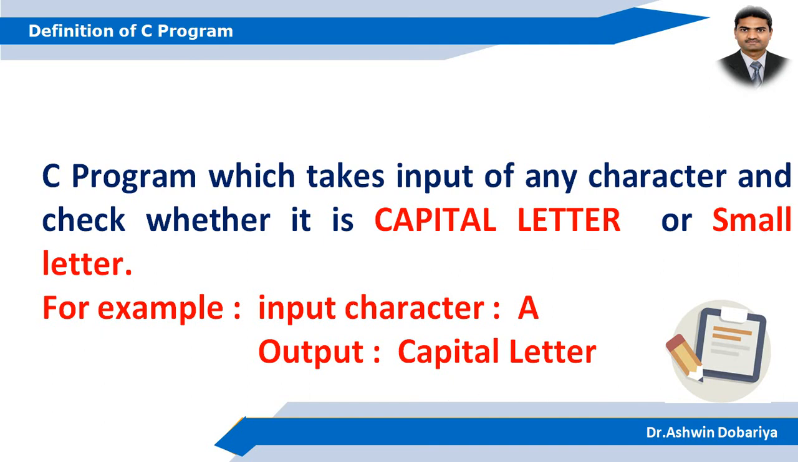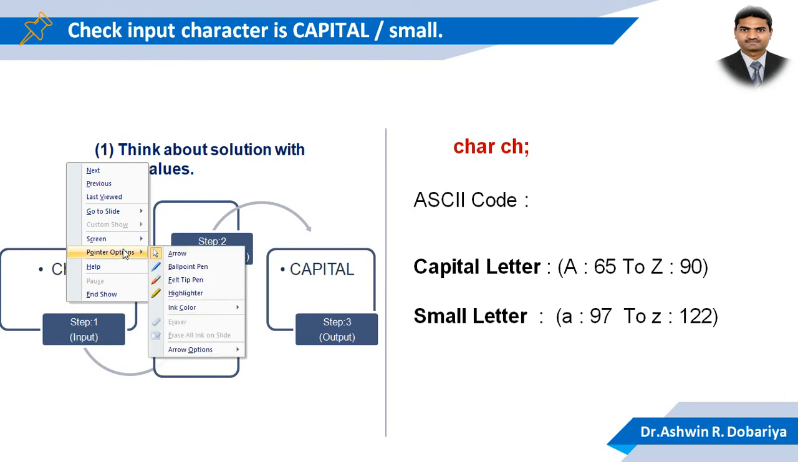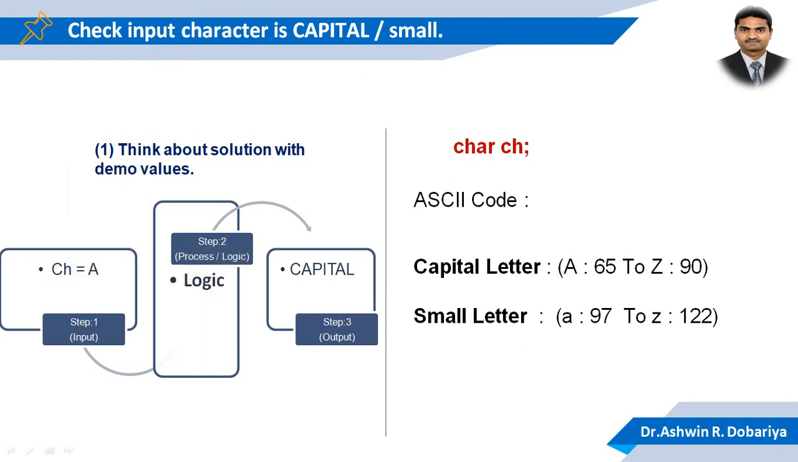Now let's first discuss how we can think about the logic of this kind of program. As per our practice, we have to think about three steps to think about the logic. First is input. As per the definition, in this program we have to input one character from the keyboard. For input of a character, we require one variable, and that is ch. For understanding, suppose the input character is capital A.